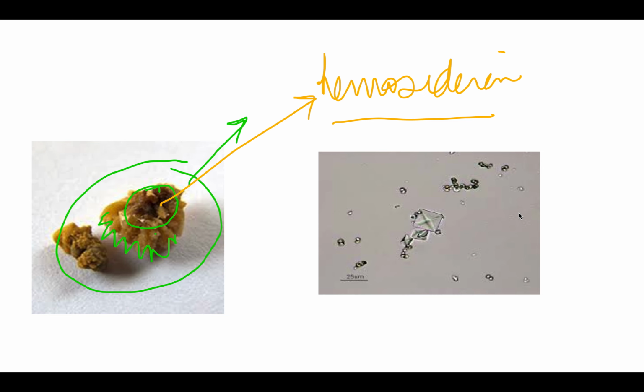How does this stone look in the urine? You can do urine examination to see the crystals. So you can see a diamond shaped crystal is there. This is the calcium oxalate stone.